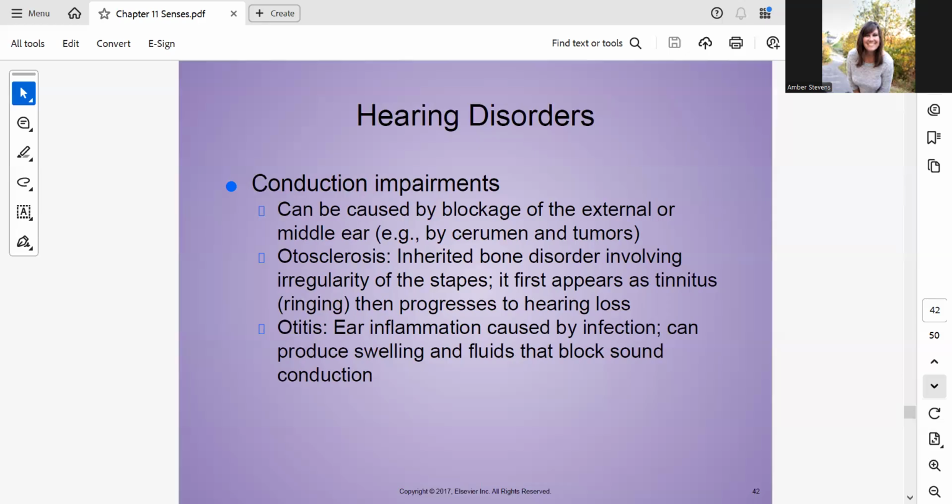And then otitis is ear inflammation. You have otitis externa, which is called swimmer's ear, an infection and inflammation of the outer ear canal caused by water remaining in the ear and then fostering bacteria. Another example is otitis media, which is a middle ear infection. It's pretty common in children, where you get fluid buildup due to infection that causes swelling, blocking sound conduction, and can result in temporary hearing loss.